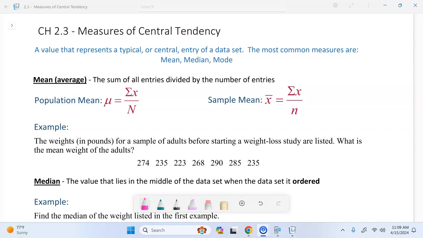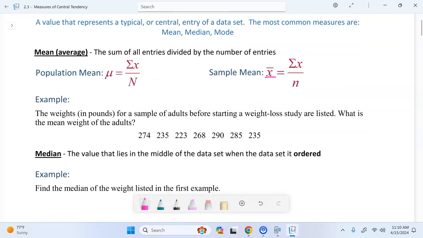So we use the Greek letter mu to represent the population mean. Sigma x, the sum of all of our data values, divided by the population size. A big N represents the population. Little n represents a sample. And so our sample mean is x bar equals the sum of all the data values divided by the sample size. So our population mean versus our sample mean.